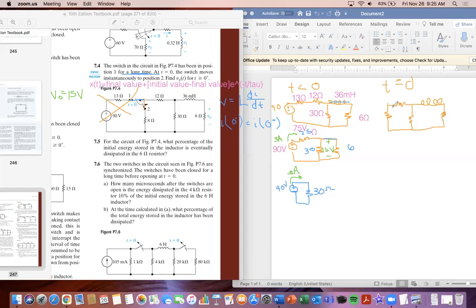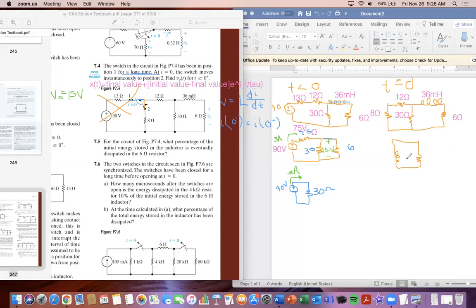Okay, so let's do a combination of resistors. These two, of course, are in series, the 8 ohm and the 12 ohm. And then the 30 ohm will be in parallel with those two added together. And then we have this 6 ohm here, and our inductor was 36 millihenries. Let me do the combination of that circuit. When you do the equivalent circuit, you should just get your inductor and one equivalent resistor.